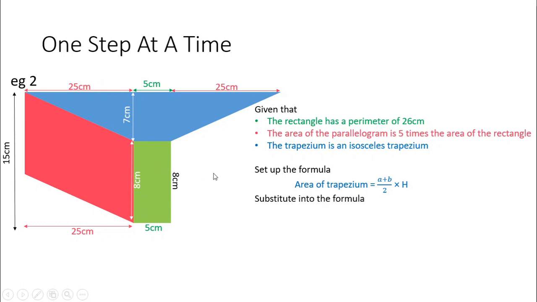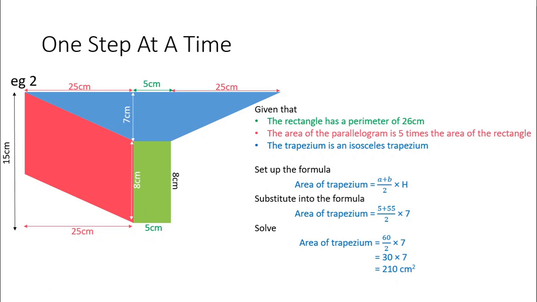So we'll do 5, which is this length here, plus 55, which is this parallel side, which is much longer than the other one, divided by 2, times the distance between them, the perpendicular height, which is 7. 5 plus 55 is 60, so that's going to be 60 divided by 2, times 7, and 60 divided by 2, that's 30, so that's 30 times 7. So the area of the trapezium is going to be 210 centimeters squared.